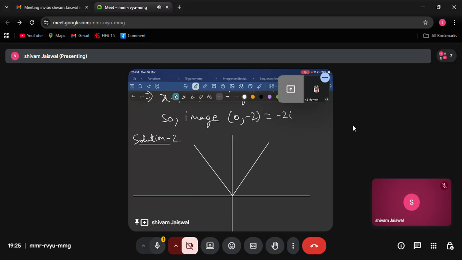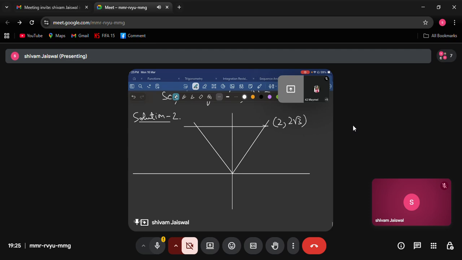Yes, sir. So this point will lie on this straight line only, 2 comma 2 root 3. From here, this is drawn, argument of z. Tell me, Shomita, if you are having any difficulty, let me know. Have you understood this problem? Yes, sir. Are you having any difficulty? Tell me, I'll explain. No, sir. Okay.